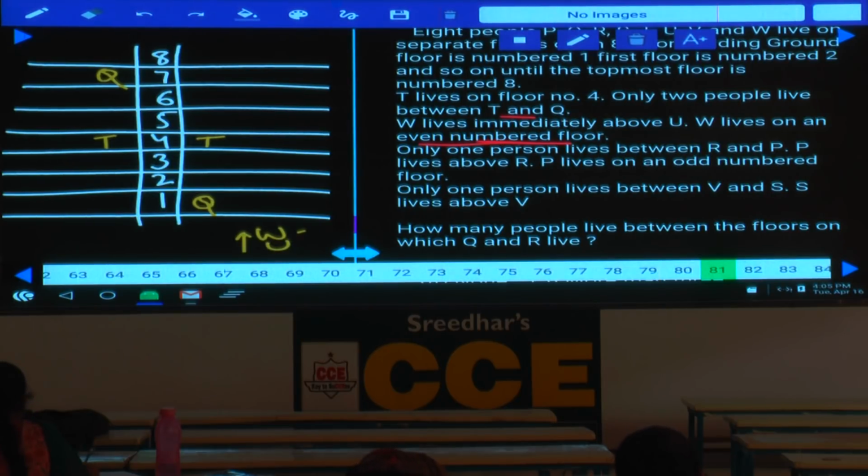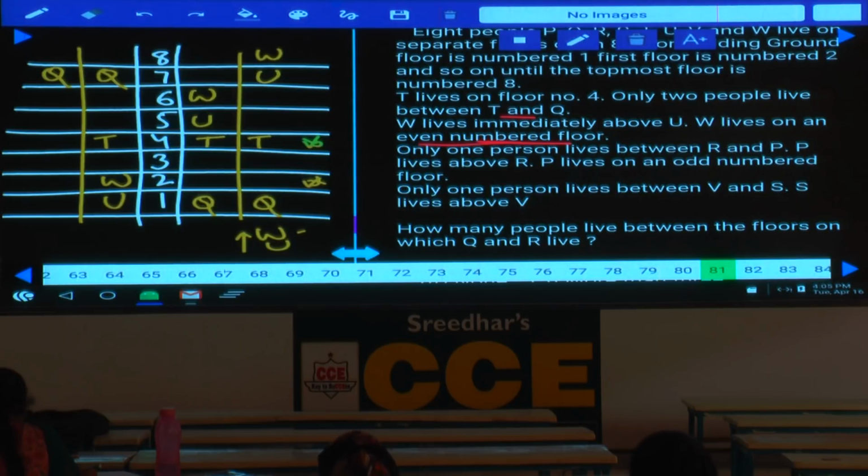And out of which, is it possible for W to be on the 2nd floor? No. W cannot be on the 4th floor or 2nd floor, hence W can be either on the 6th or the 8th floor. Hence if W is here, then U will be here, that is one possibility. And the next one is W here, U is here, and T and Q, this is the second possibility. In the first case itself, we are getting 2 different possibilities. And coming to the next one here, W and U can be like this, because W is on an even number floor, and what is the next possibility here? T and Q, and W and U can be like this as well.